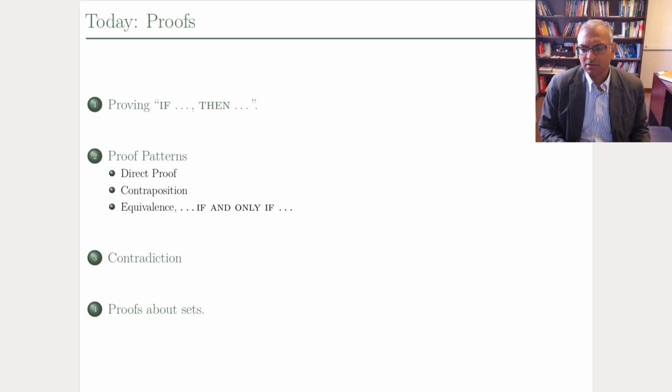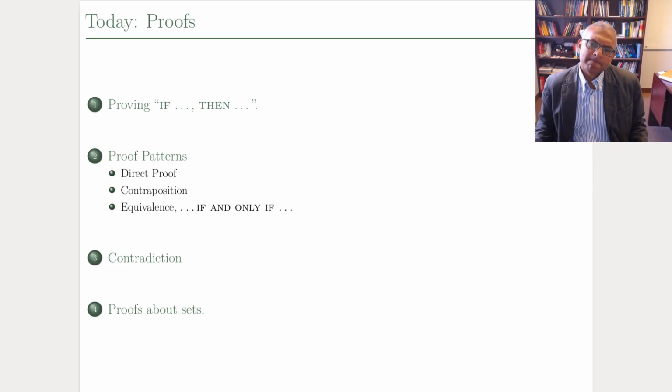Proving an or or proving an and are relatively simple. To prove an or, you prove that one of the two things is true. To prove an and, you prove that both of the things in the and are true. But to prove an if-then, that's a little bit more complicated. We're going to spend a lot of time on that. Okay? We're going to develop proof patterns for if-then.